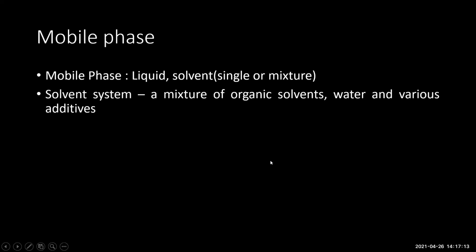A solvent system is also required. Okay, so what is this solvent system? A mixture of organic solvents, water, and various additives. What happens generally is that when the mobile phase passes over the stationary phase, the mobile phase will contain the sample which we need to separate. Okay, due to the coefficient, we'll see what is that.